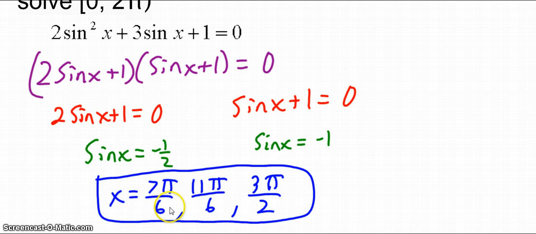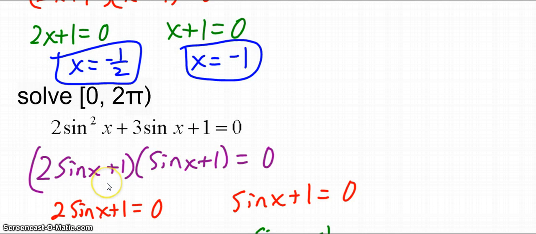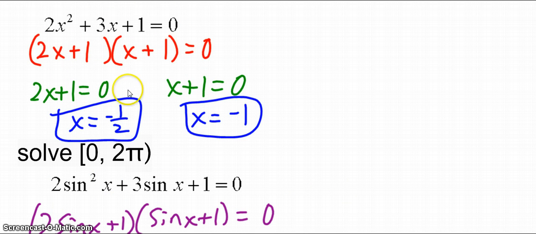Alright, so hopefully you ended up with 7 pi over 6, 11 pi over 6, and 3 pi over 2. How did we get that though? Okay, so first, the algebra up here, right? This is just factoring a quadratic trinomial. So this becomes 2x plus 1 times x plus 1, set each of these equal to 0, and I get x equals negative 1/2 and x equals negative 1.